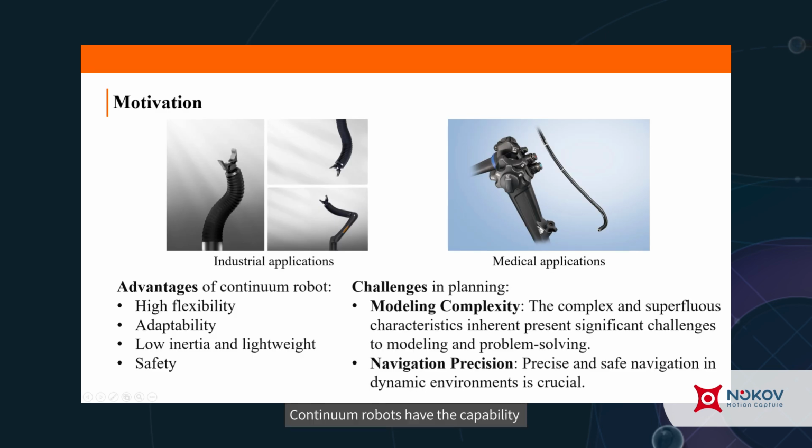Continuum robots have the characteristics of high flexibility, adaptability, lightweight, and safety. These robots are widely used in industry, from manufacturing to healthcare. Currently, many applications related to continuum robots rely on precise and safe navigation. However, the complex redundancy characteristic of continuum robots poses challenges to their computational modeling and solution development. Especially when facing a dynamic environment, achieving efficient and safe motion planning is crucial for this robot. So our motivation is to address the complexity of planning for this robot in dynamic environments.